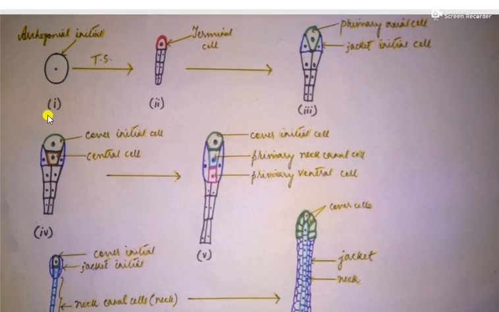Now let's go to step number 1. What does it say? It says that archegonia develop from a cell known as the archegonial initial. Okay, then what happens in step number 2?